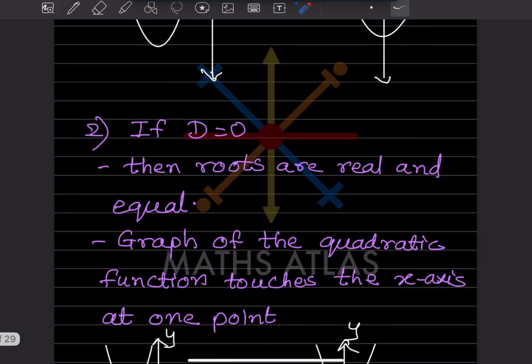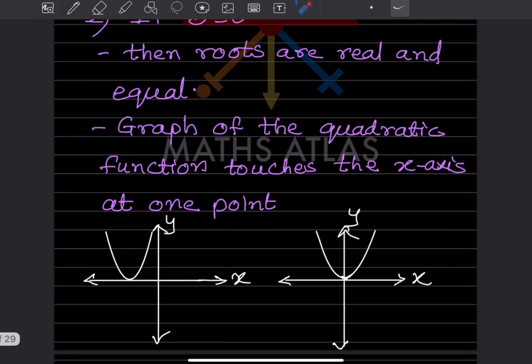If D is equal to 0, then roots are real and equal. Here the graph of the quadratic equation touches the x-axis at only 1 point. Can you see, this is touching at only 1 point. This is the x-axis.